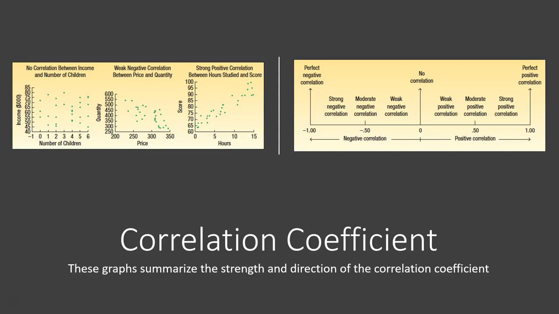In the set of charts on the left, the first one indicates no correlation between the number of children as our independent variable and income as our dependent variable. The middle chart shows that there is a slightly negative correlation between price and quantity. And then the chart on the right is going to show a strong positive relationship between hours studied, which is our independent variable, and exam score, which would be our dependent variable.